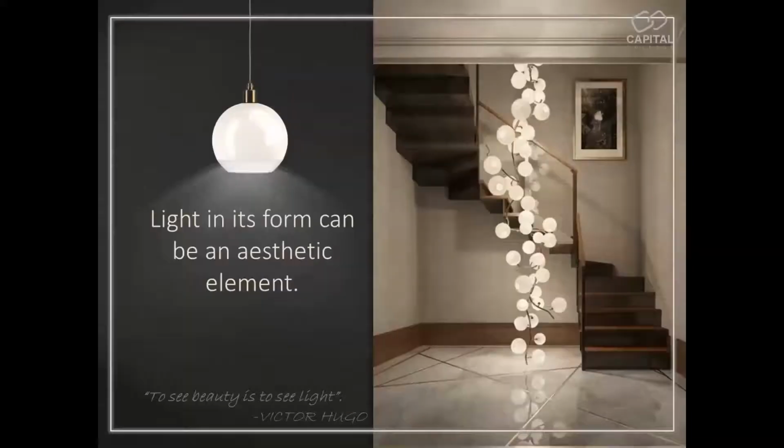Next, light in its form can be an aesthetic element. Now, this is the point that you have to keep in mind last, because you have to consider function first. I'm emphasizing that again. But in the end, when you have chosen your lights and decided what function they're going for, now you can think about how the light can look in an aesthetic way, all right?